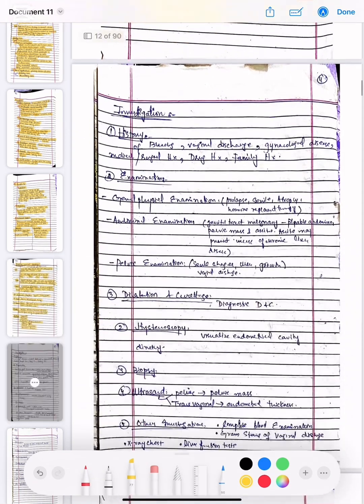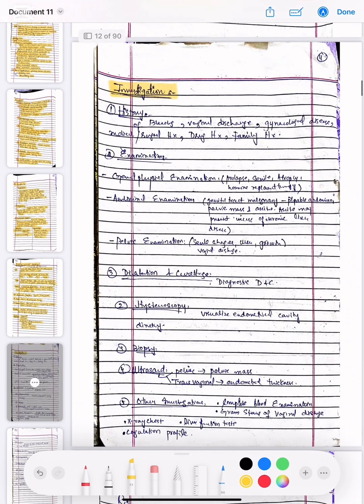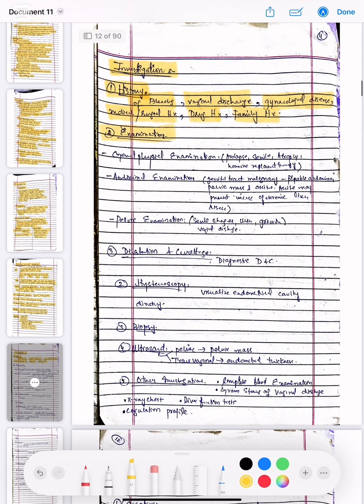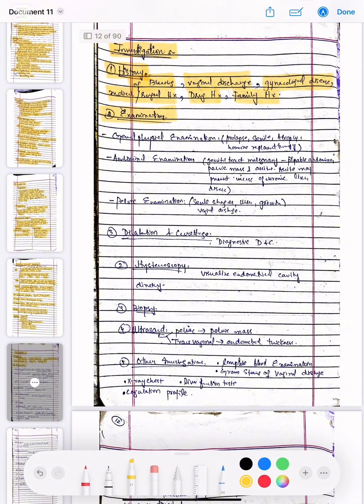ovarian tumor. The investigations that are done for postmenopausal bleeding: first of all, we will take the history, that is of bleeding, of vaginal discharge, of gynecological disease, of medical or surgical history, then the drug history, and then the family history.